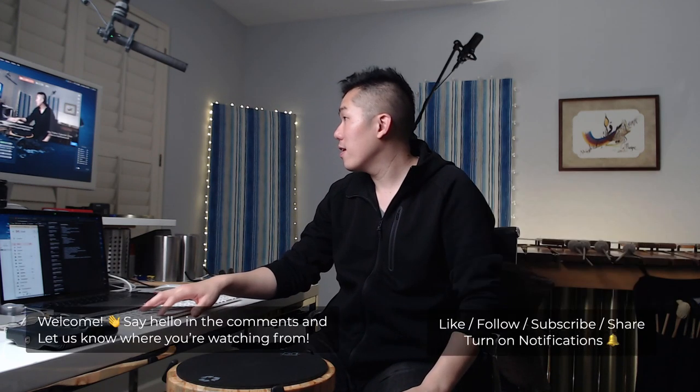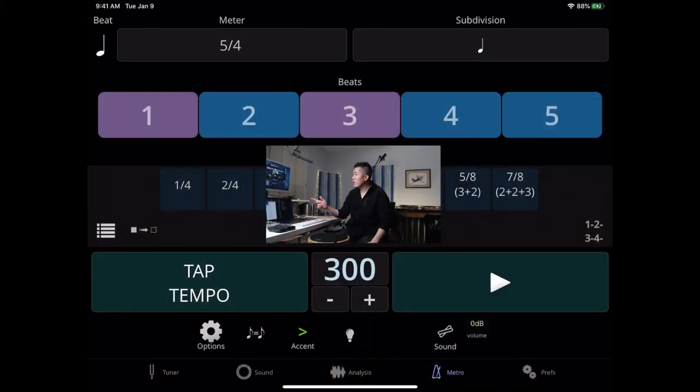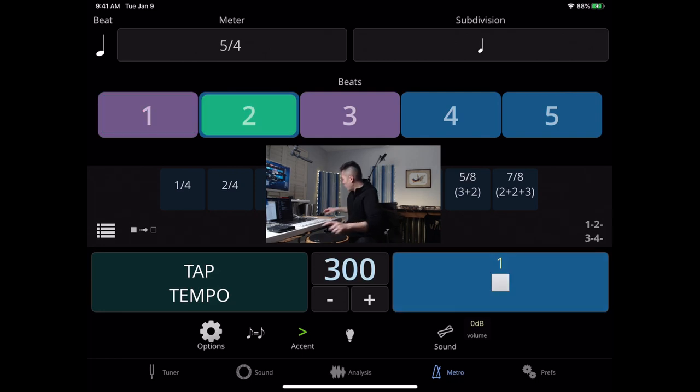If your practice tempo is 60, which means the show tempo is at 120 now, 60 times 5 is 300, which is what we're at now. This is 300. Where did it go? 300, right? So now we're practicing at a show tempo of 120.